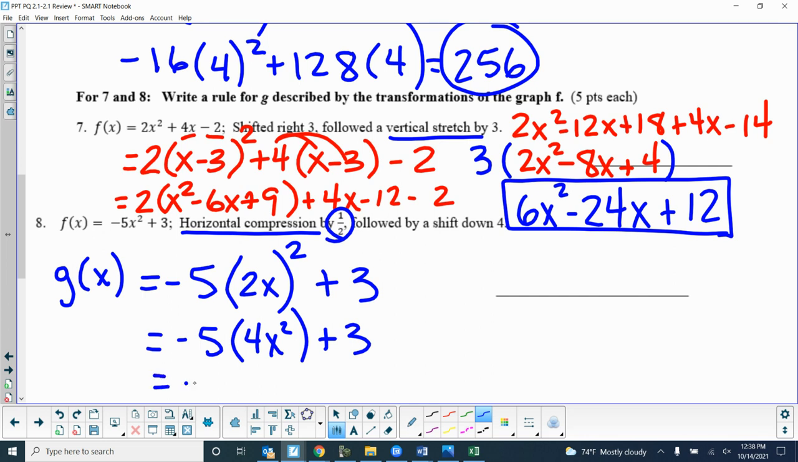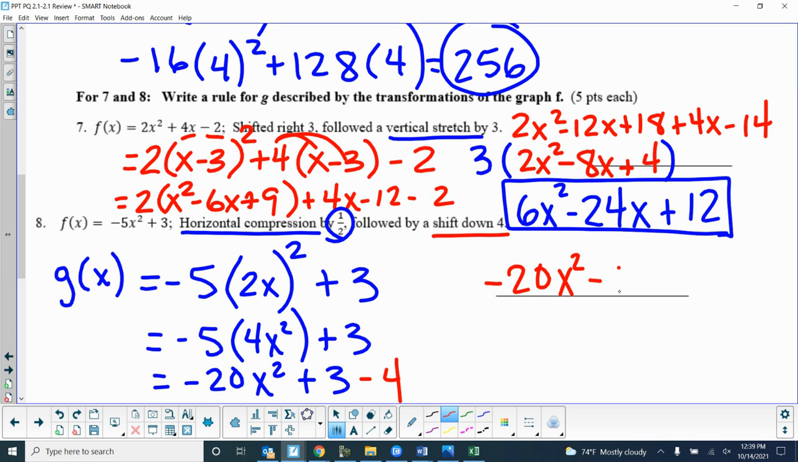cleaning this up, negative 5 times 4x squared is negative 20x squared. Is that finished? No, we have to do what? Down 4. That's vertically, right? So what do I do with 4? Subtract 4, that's all. When we just move up and down, no stretch or compression, we're just adding or subtracting, depending what it is. So since it's down, we're subtracting. So the answer to this one is negative 20x squared, and then 3 minus 4 is negative 1.